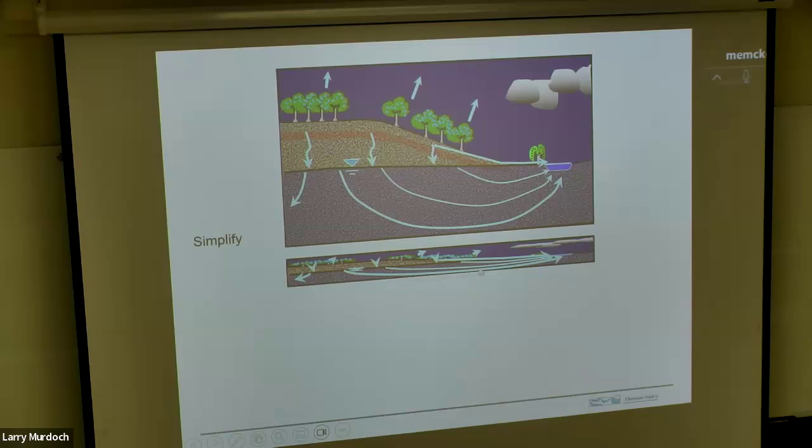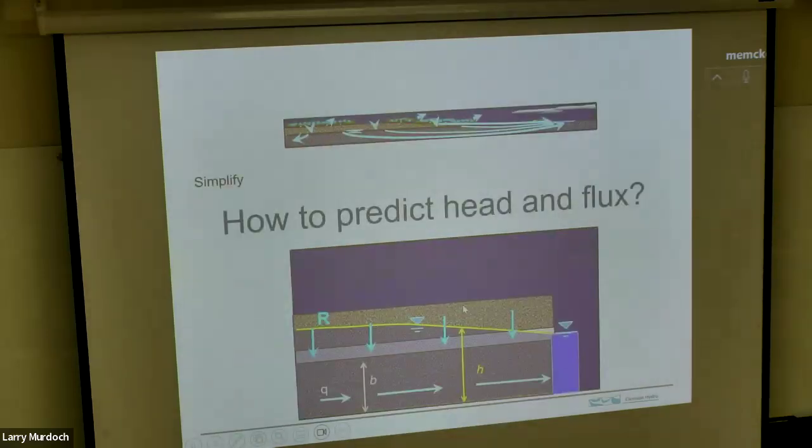And if we look at the flow paths here, they're curving quite a bit. But here, when we take out that vertical exaggeration, they're much straighter. There still is a vertical component, but they're much straighter. And then we can consider ignoring the vertical component and just analyze the horizontal component as a first cut.